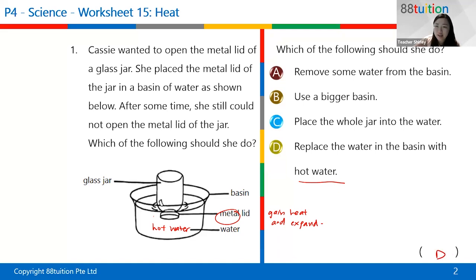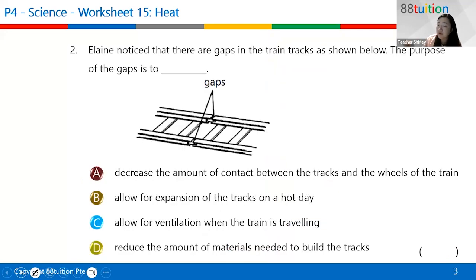Are we okay? All right, I'm going to move on very quickly because we still have to cover tutorial 16. Okay, Eileen, notice that there are gaps in the train tracks as shown. The purpose of the gaps is to allow for expansion, right? Because you want to have some allowance. So in case it expands bigger, at least there is room for expansion. If there's no room for expansion, then the train tracks will just buckle up. So the answer is B. Okay.